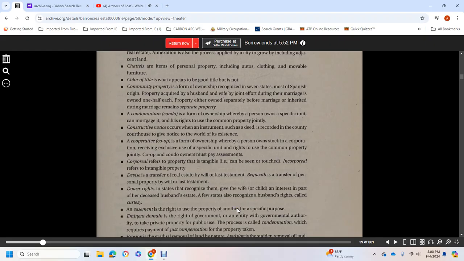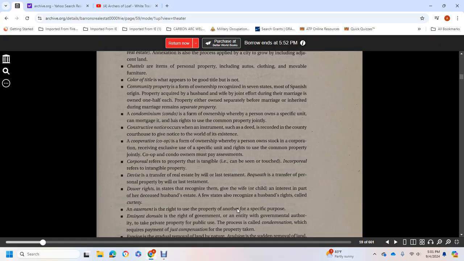Corporeal refers to property that is tangible. Incorporeal refers to intangible property. Devise is the transfer of real estate by will or last testament. Bequeath is a transfer of personal property by will or last testament.